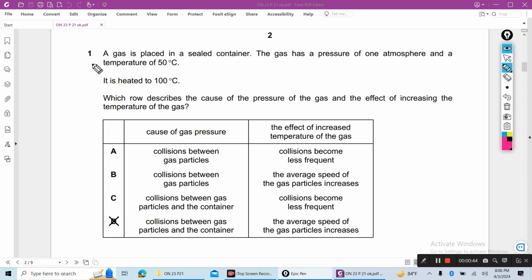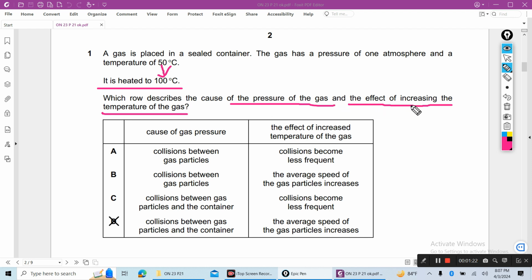Number 1. A gas is placed in a sealed container. The gas has a pressure of 1 atmosphere and a temperature of 50 degrees centigrade. Then it is heated to 100 degrees centigrade. Temperature is increased. So which row describes the cause of the pressure of the gas and the effect of increasing the temperature of the gas?